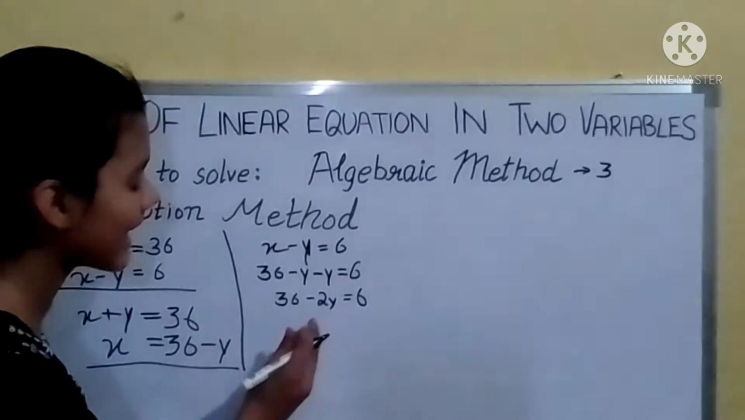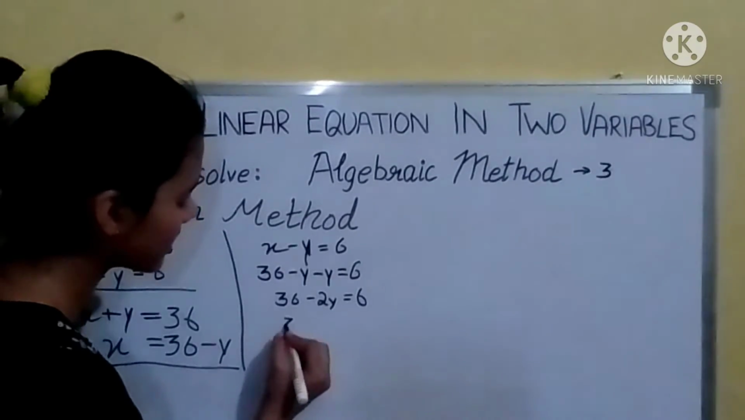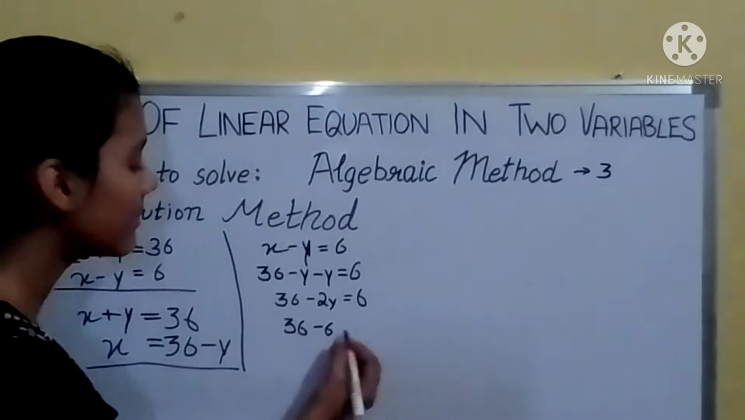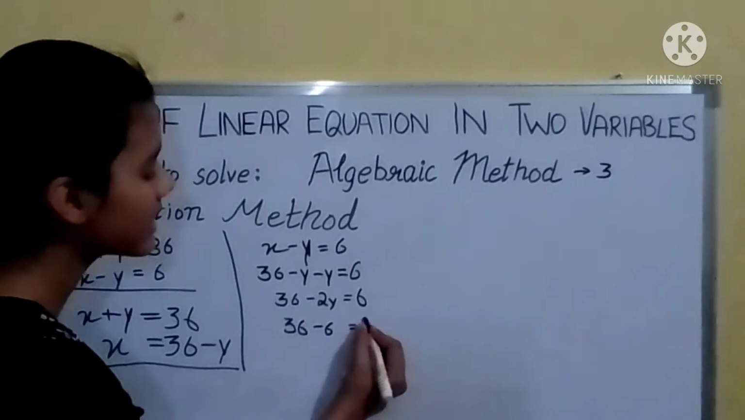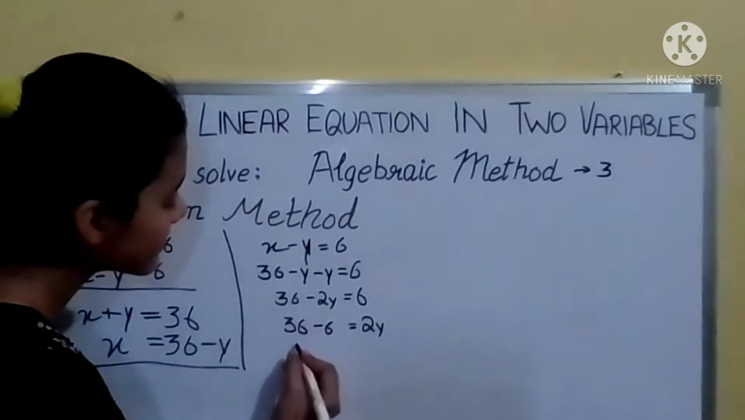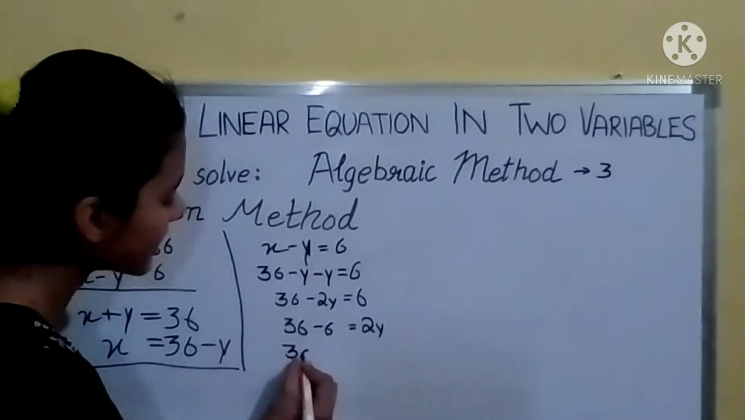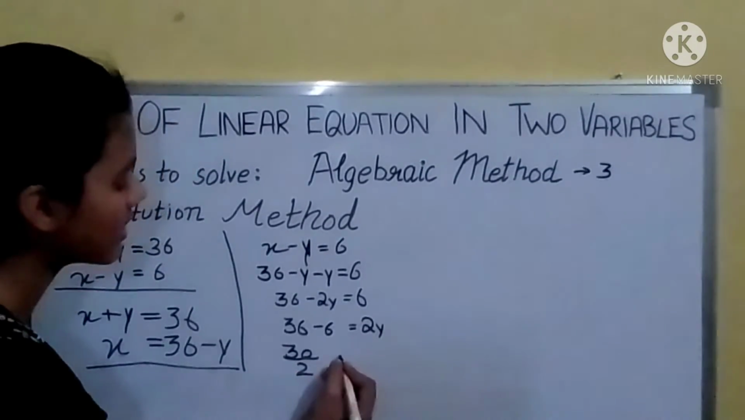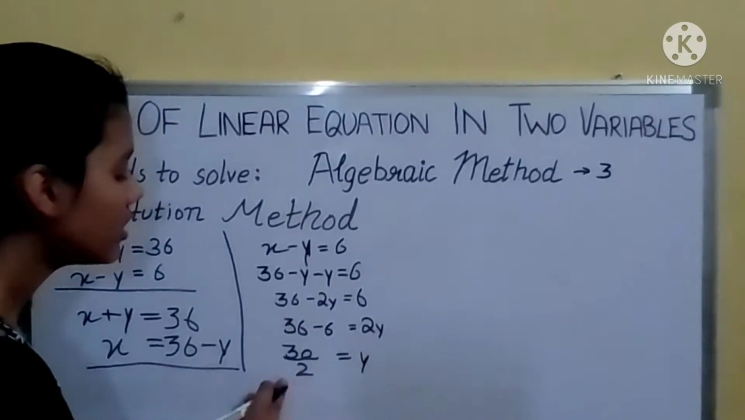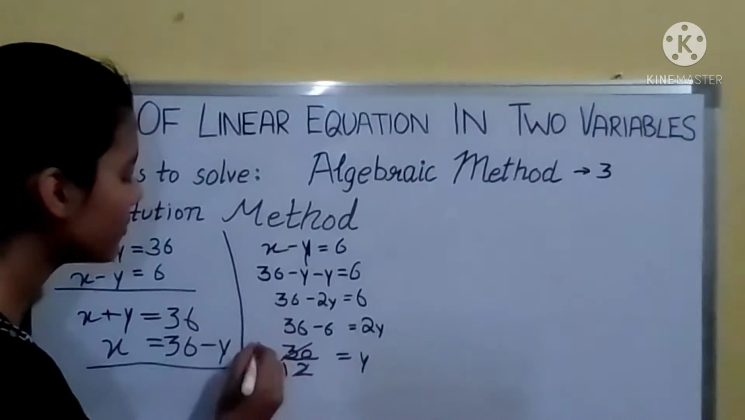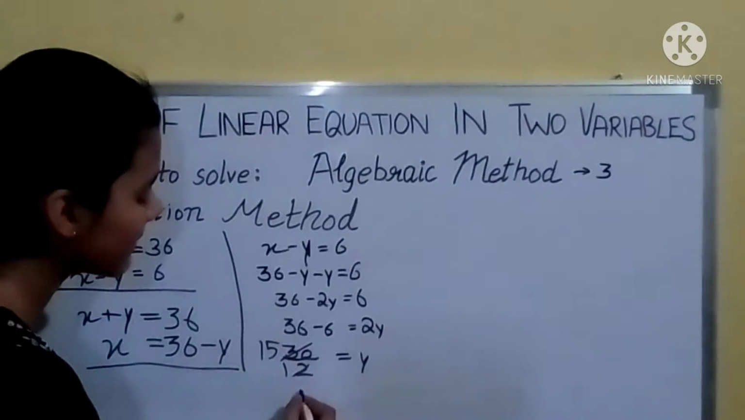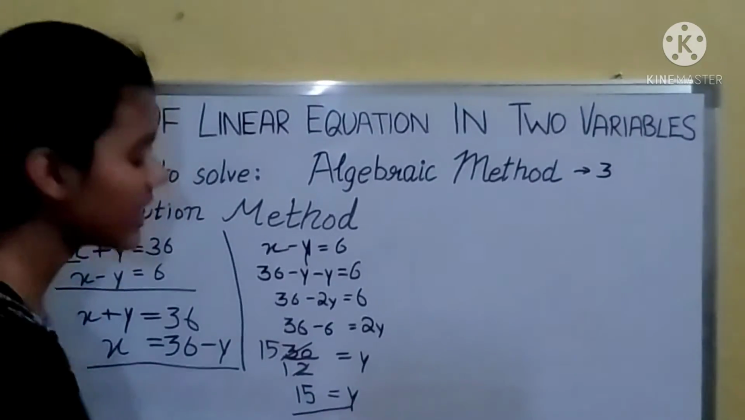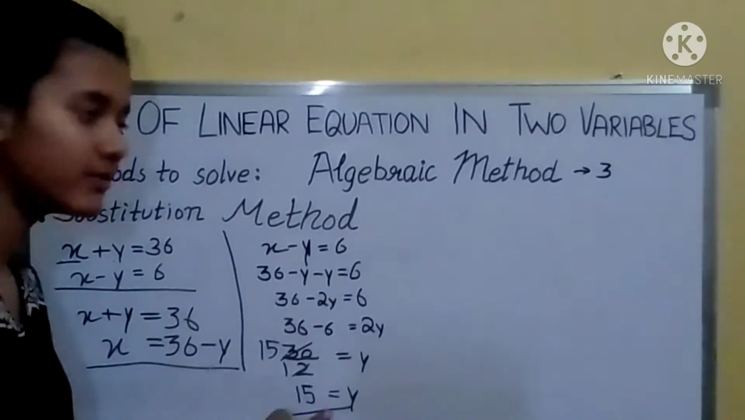Now 6 will come this side and 2y will go that side. So 36 minus 6. Here it was positive, here it will become negative. And then 2y was negative, it will become positive. So 36 minus 6 is equal to 30. And here 2 was in multiplication, so here it will come as division, is equal to y. So 2 1s are 2 and then 2 15s are 30. So the value of y which we got is 15. 15 is the correct value of y.